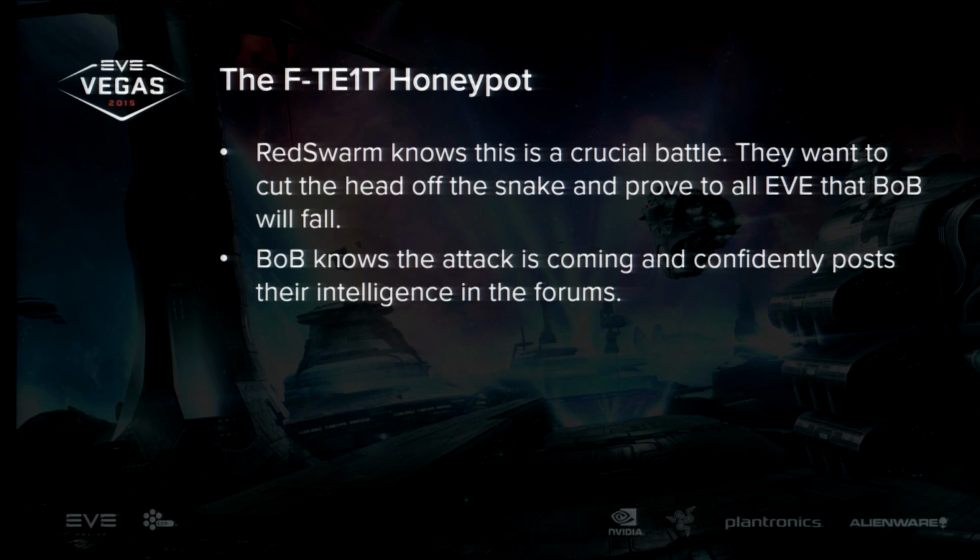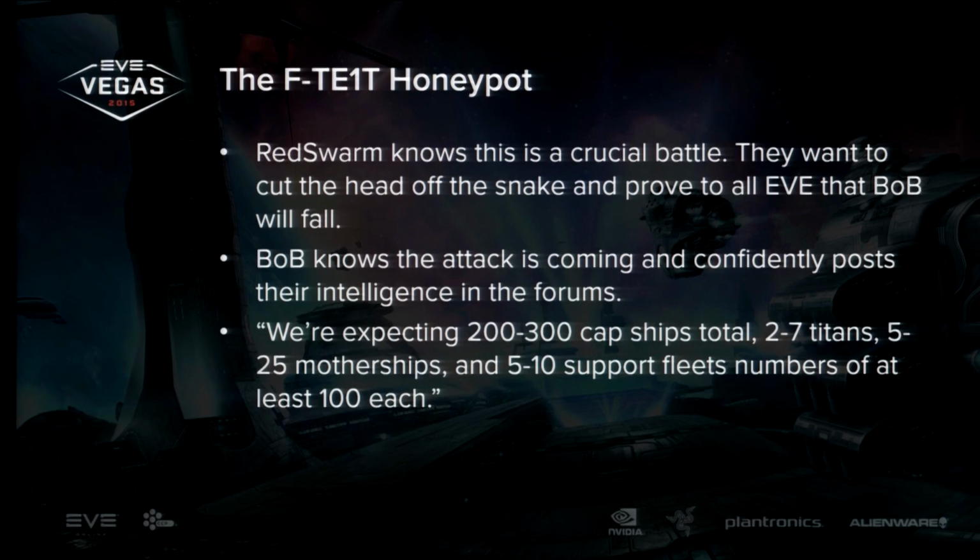Band of Brothers figures out that this attack is coming. It's not hard to figure out that a crew of 1,200 ships is about to attack your territory. If you're an intelligence agent and you don't see that coming, you should probably be fired. And they post that they know it's coming, and they're trying to show off a little bit, and they say, like, well, we even know what they're bringing. We're expecting 200 to 300 capital ships, 2 to 7 Titans, 5 to 25 motherships, and 5 to 10 support fleets of numbers at least 100 each.